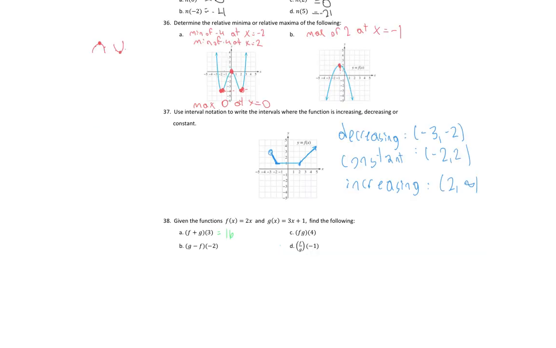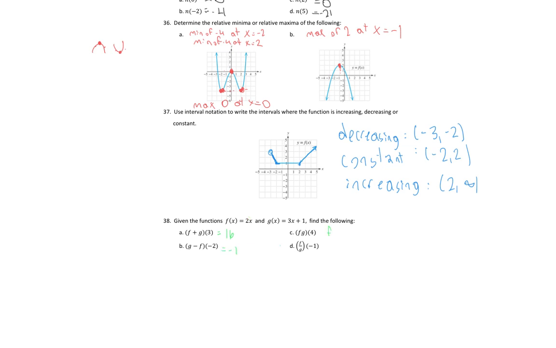Going to the next one is g minus f of -2, which is the same thing as g of -2 minus f of -2. Well, if I plug -2 in here, 3 times -2 plus 1, well, that's -6 plus 1, so it's -5. Minus, if I plug -2 in here, 2 times -2 is -4, so -5 plus 4, so -1.